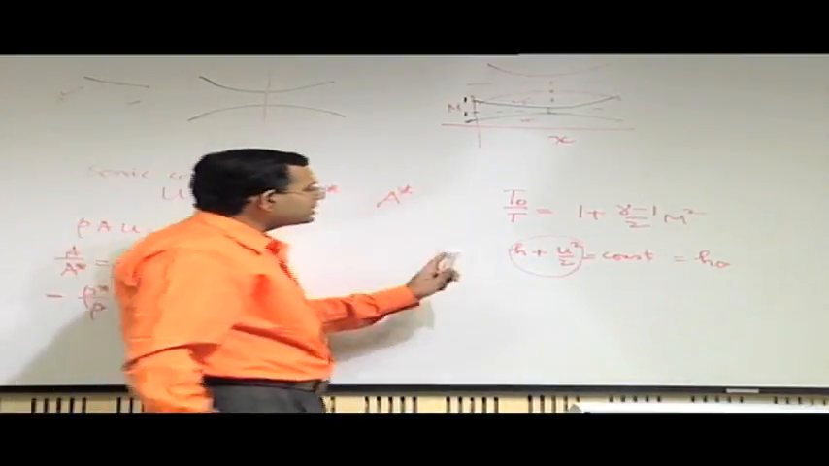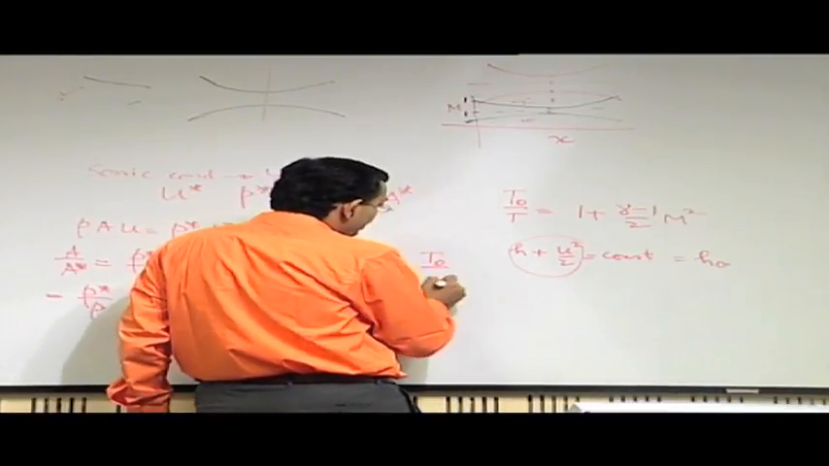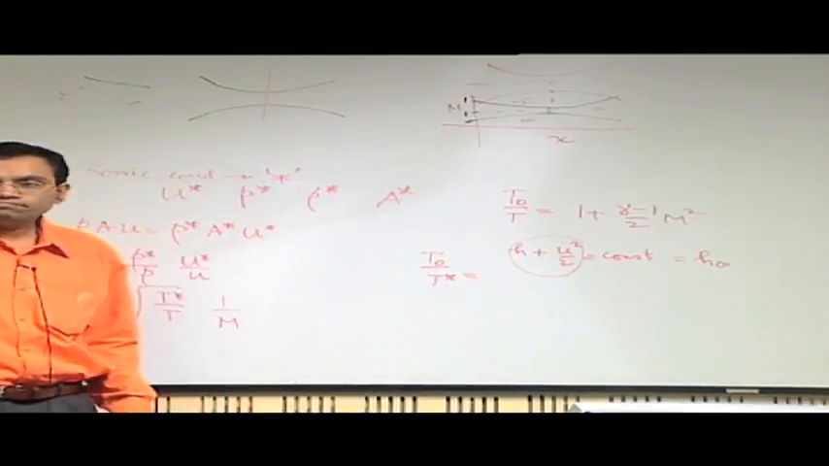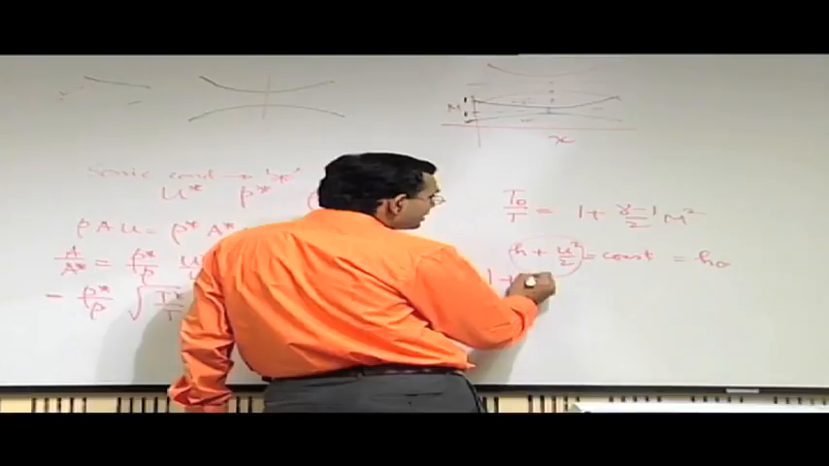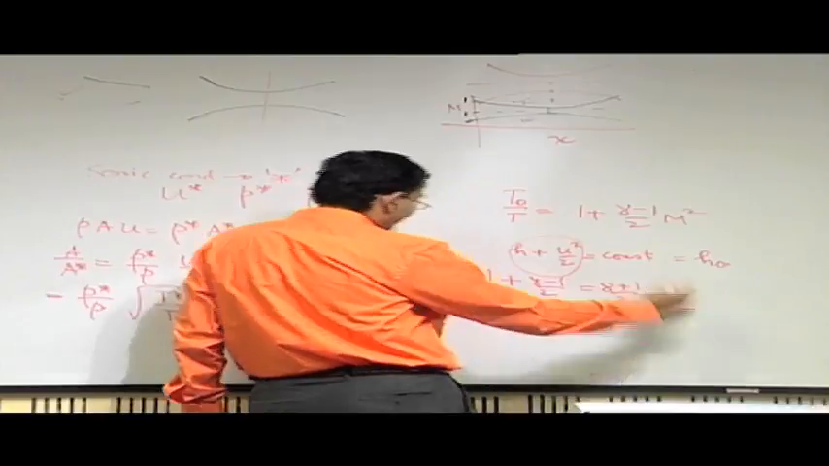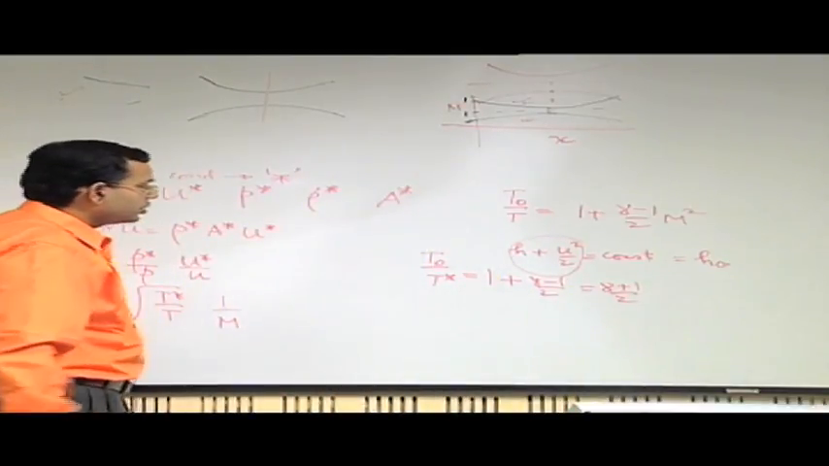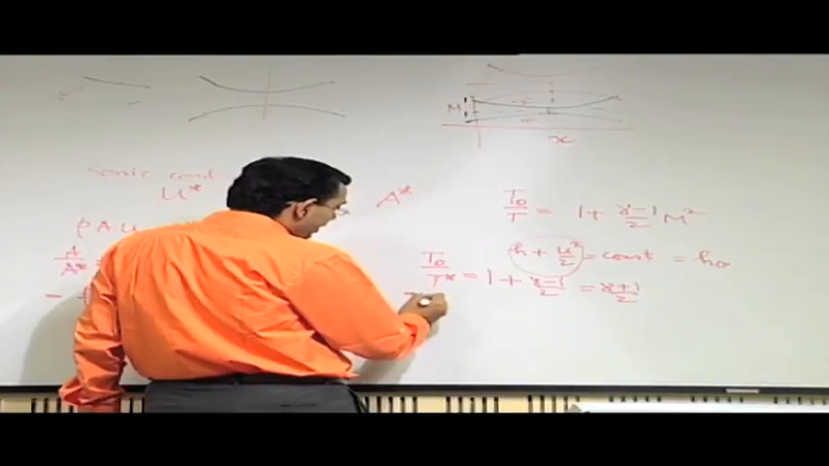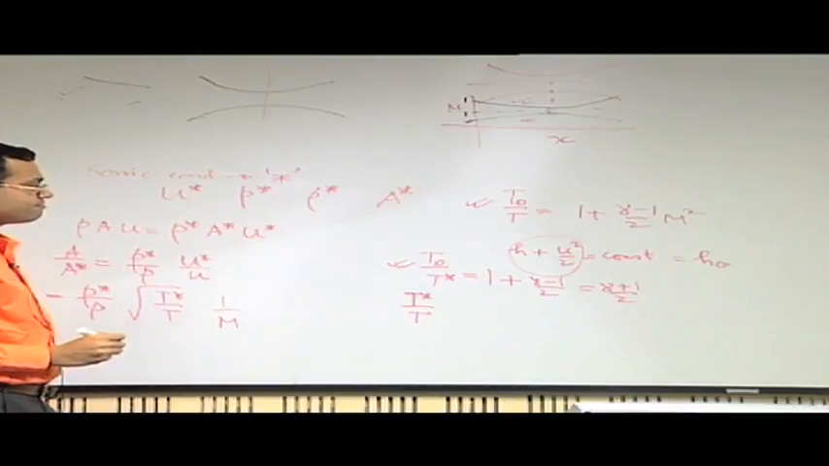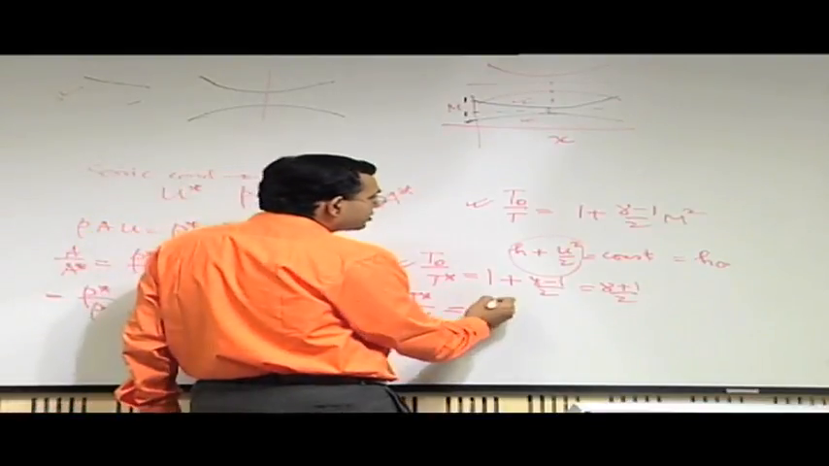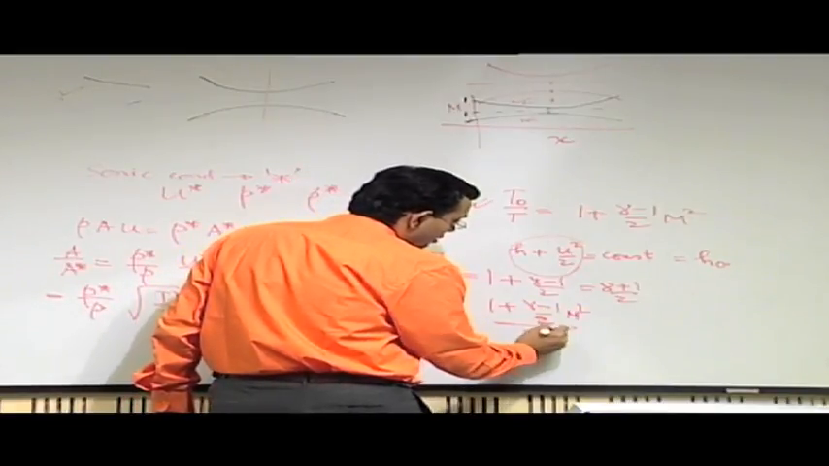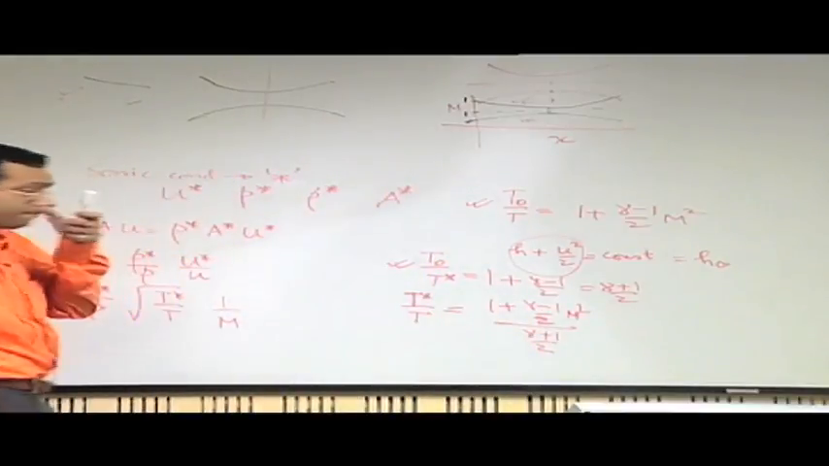So T0 equal to constant, that means you can write T0 by T star as what? What is T0 by T star? 1 plus gamma minus 1 by 2, that is gamma plus 1 by 2. So you can write T star by T by dividing these two expressions. So T star by T is 1 plus gamma minus 1 by 2 M square by gamma plus 1 by 2, right.